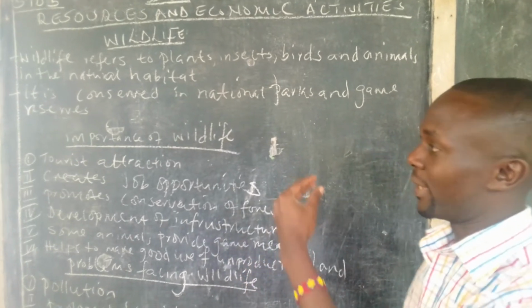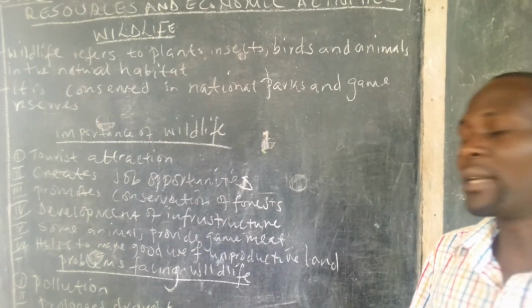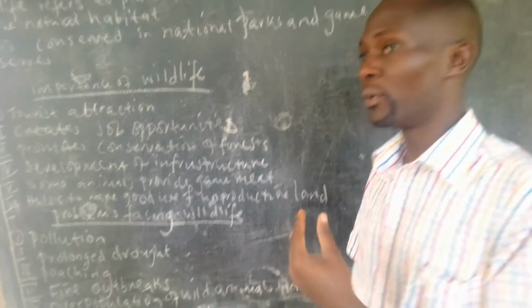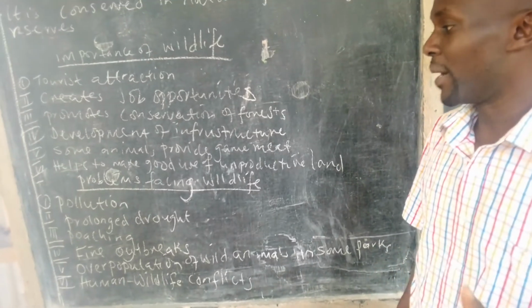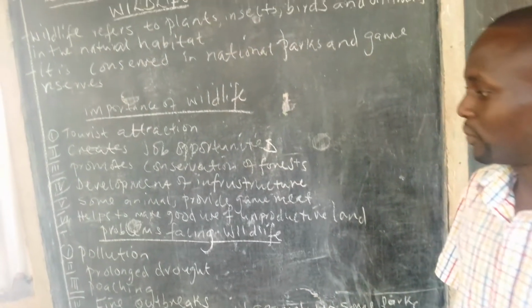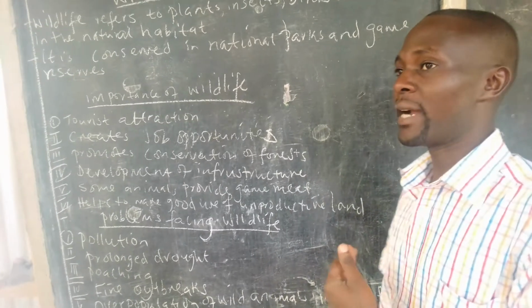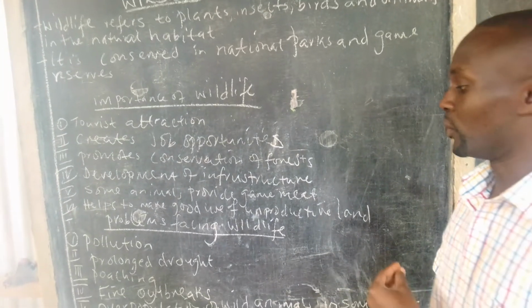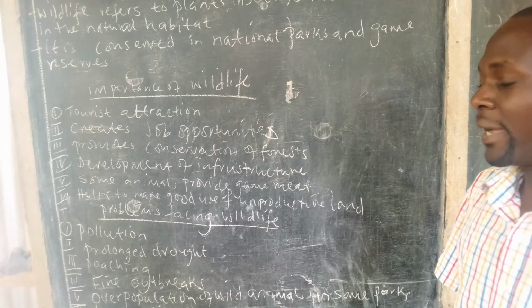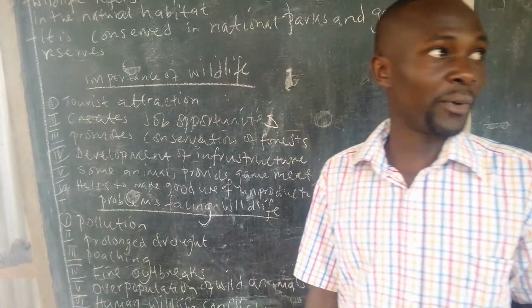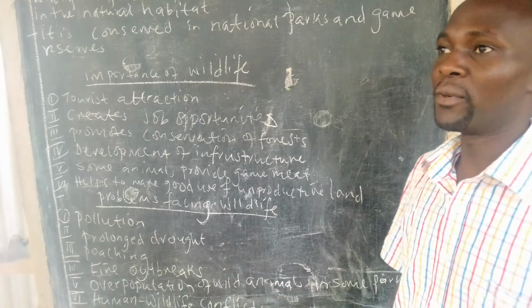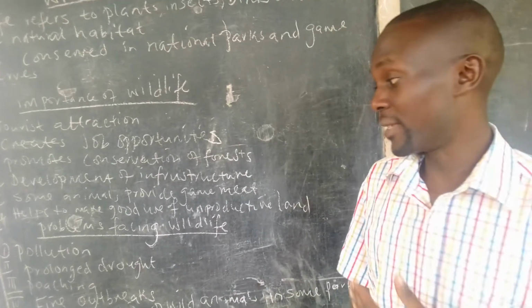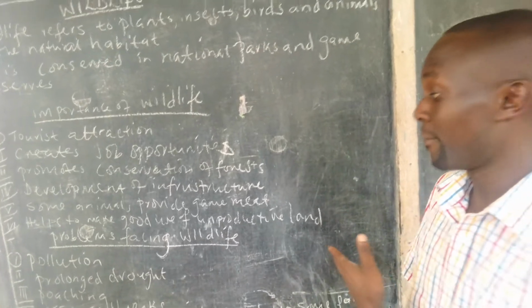After the importance, now we have the problems. There are some problems facing wildlife. One of these problems is pollution of the environment, whereby some animals die due to this pollution. There are prolonged droughts. When there is a prolonged drought, animals lack vegetation to feed on, and they may end up dying. Another problem is poaching, which is the illegal killing of animals by poachers. Some people kill these animals illegally, and that is one of the main problems facing wildlife.